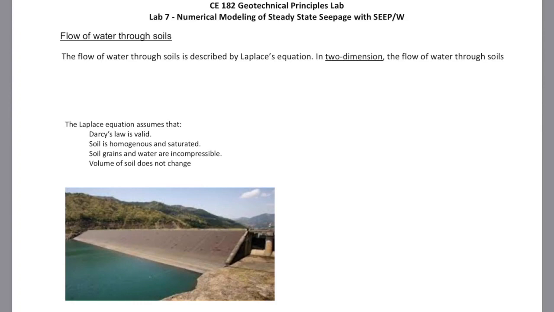So today we are going to do a lab called Numerical Modeling of Steady-State Seepage with SEEP-W, lab number 7. Steady-state seepage means the water is flowing through the soil. However, the head difference is constant. A good example would be the constant head permeability test, where we had a soil sample and we created a head difference between upstream and downstream, and the water was flowing through the soil sample under the constant head difference. So that's a good example of one-dimensional steady-state seepage flow through soil.